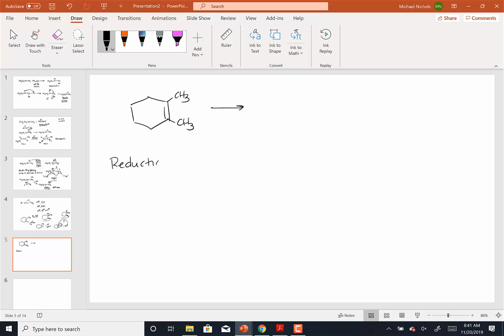Reduction and oxidation are both rooted in the same principle, which is for reduction, it's gain of electrons. And for oxidation, you lose electrons. Which I use the Leo the Lion goes grr, saying there's an oil rig. Again, I forget what oil rig stands for, but I like the Leo the Lion a little bit better.